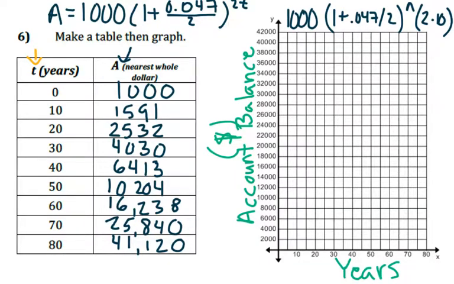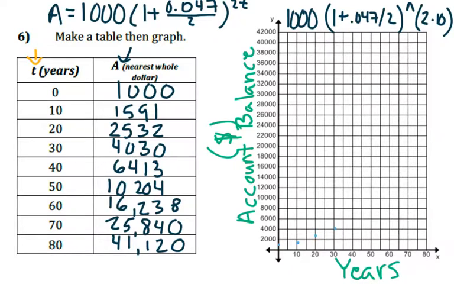So 0 and 1,000, so halfway up there. And then we have 10 and 1,592, so getting closer to the 2,000 mark. Then at 20 we have 2,532, so over to 20, up 2,532. Then over 30 and up to 4,000 in a little bit.